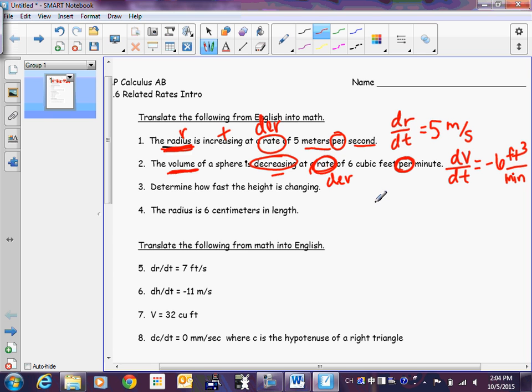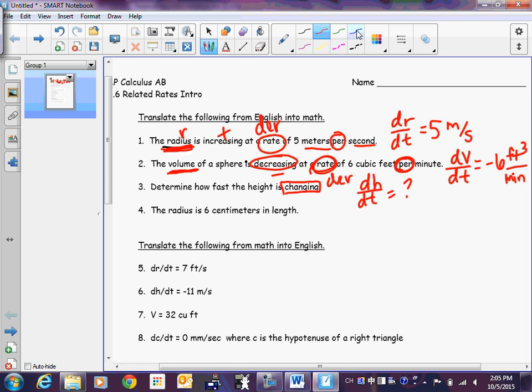Okay, what about 3? Determine how fast the height is changing. They did not say rate, but they implied it with this word changing. So how could we phrase that? It's going to be d something over dt. D what? For height, we could probably use h. And then I'm going to put a question mark because it says determine. I'm not asking you today to solve any of this. We're just practicing the notation.